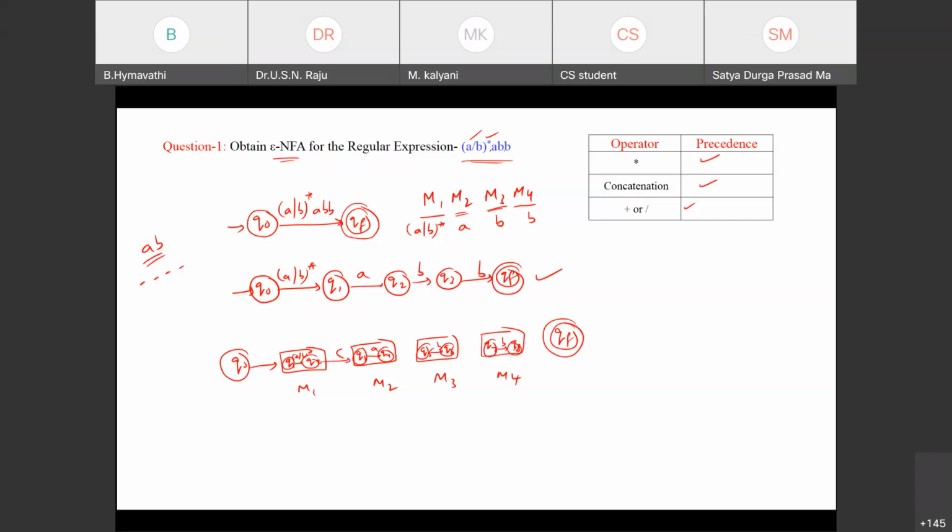Then I can concatenate by using epsilon, and this is also a valid diagram. But in our textbook, he has given directly the simplified version instead of writing it in detail. So he has given it like this. That's why I have shown it, and mostly we'll follow this. These two are exactly the same; there is no difference between the language accepted by those two models.